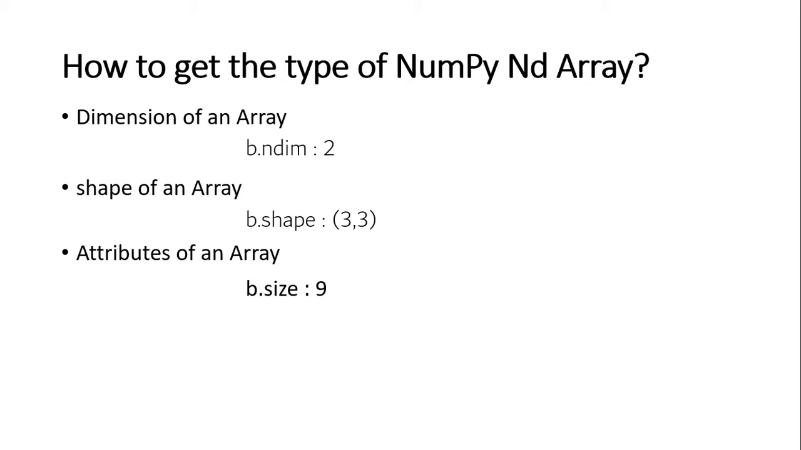If you represent the elements of an array in x, y and z axis, then it is called three dimensional. In this case, if you write b dot ndim, you are going to get 2. And if you extract the shape, b dot shape, then it will be 3 comma 3, that is, the number of rows is 3 and the number of columns is 3. Going for the attributes, the number of elements in the two dimensional array is b dot size, that you will get as 9, that is 3 into 3.